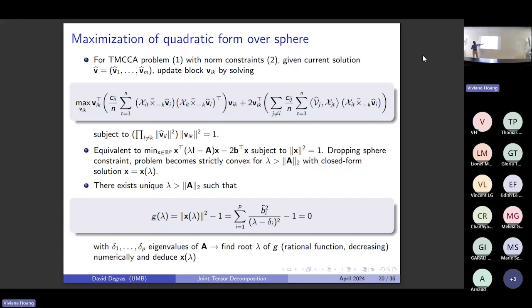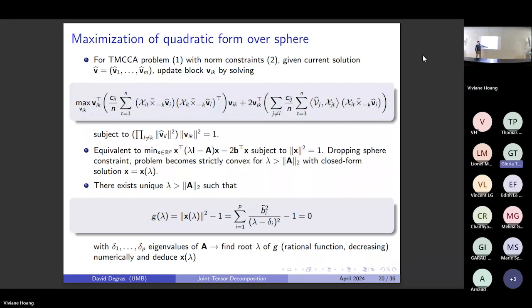You can find the solution in closed form depending on this lambda. And it's known that there's a single lambda such that the norm of this x of lambda is 1. Or in other words, if I write this function here, the difference between the square norm and 1 is 0. And it turns out that this square norm is very easy to write.